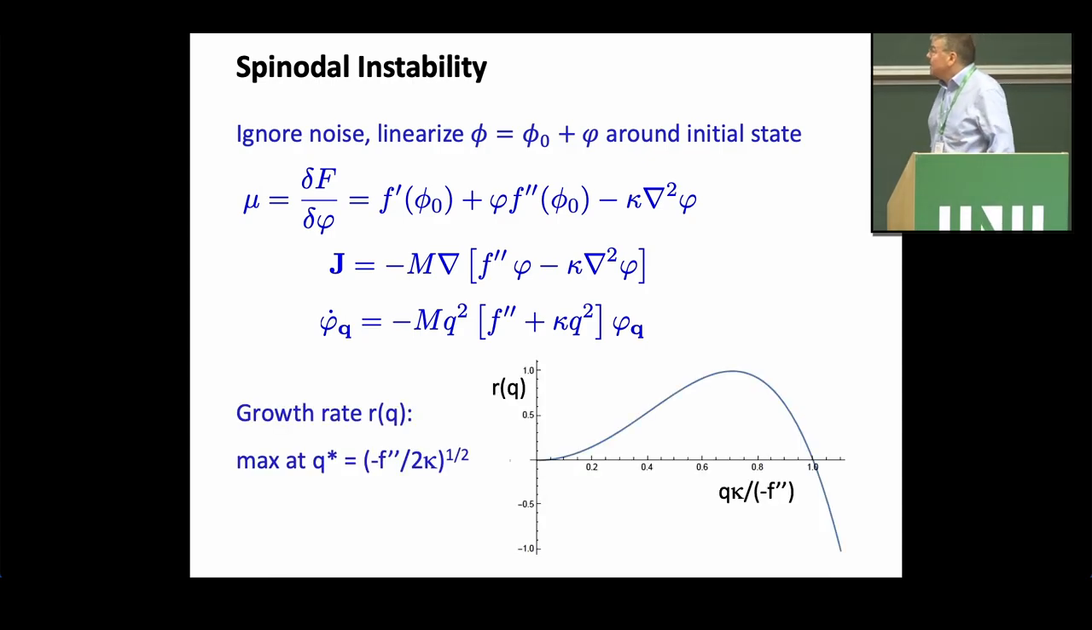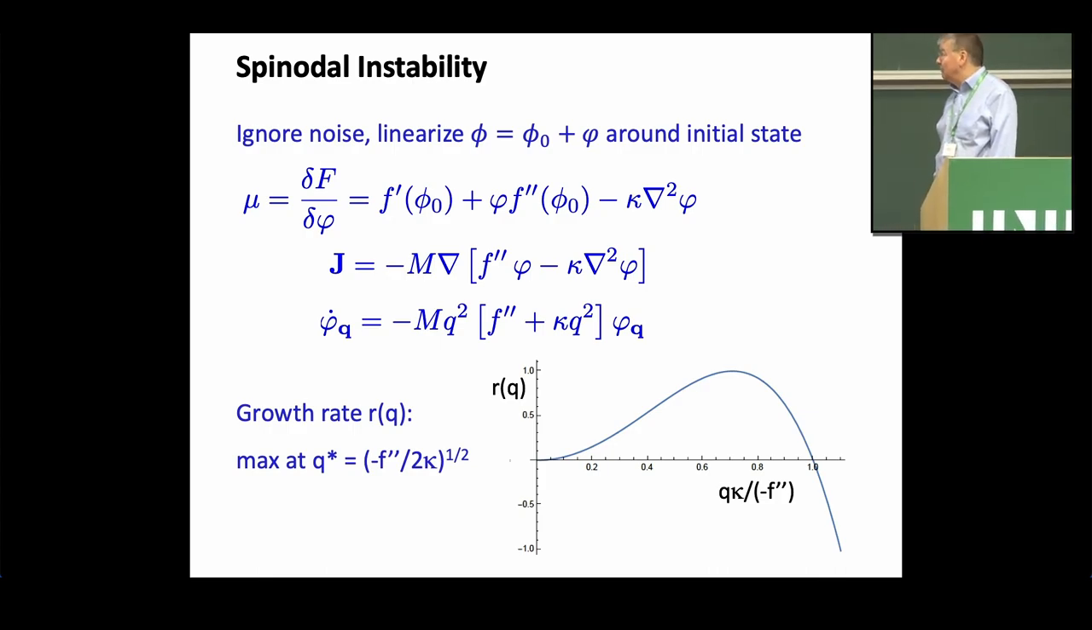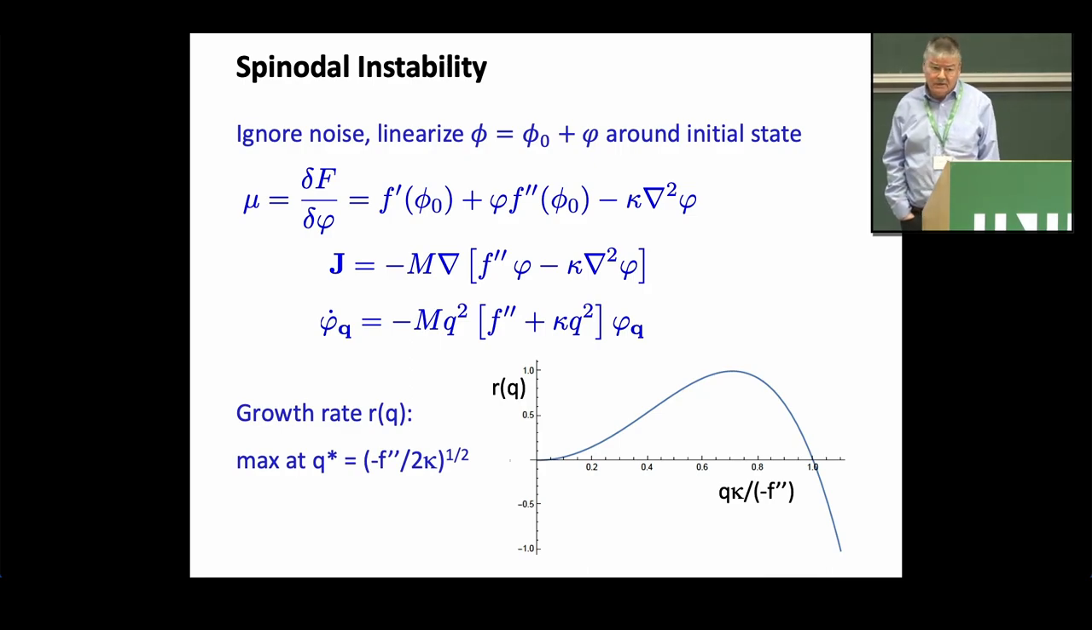So from that equation, you can see that if F double prime, so the curvature, is negative, so inside the spinodal region, I have a growth rate which vanishes like Q squared at small Q and has a maximum, and then is cut off and brought back down again to restore stability at the highest Q because of the square gradient piece, kappa. So there's some Q star, which is where the top of this curve is, at which the growth rate is maximum. So that gives me a characteristic length. It involves the second derivative of F and the kappa term.